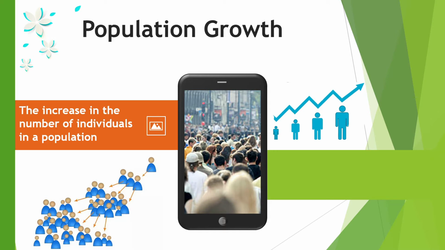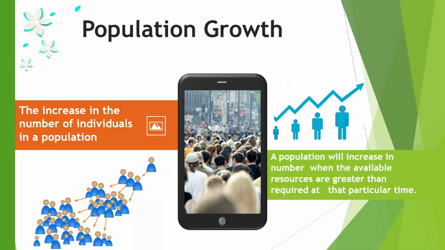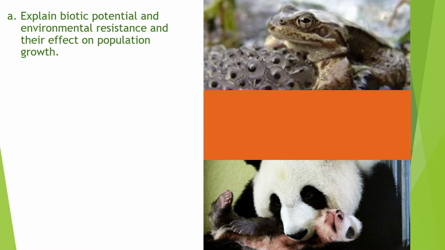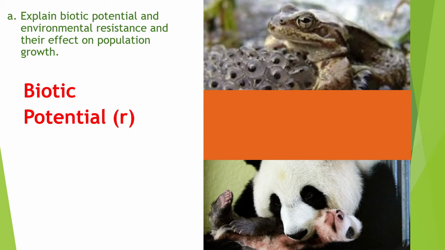Population growth is the increase in the number of individuals in a population. A population will increase in number when the available resources are greater than required at that particular time. The growth of a population is determined by the organism's biotic potential, which is symbolized by small r.